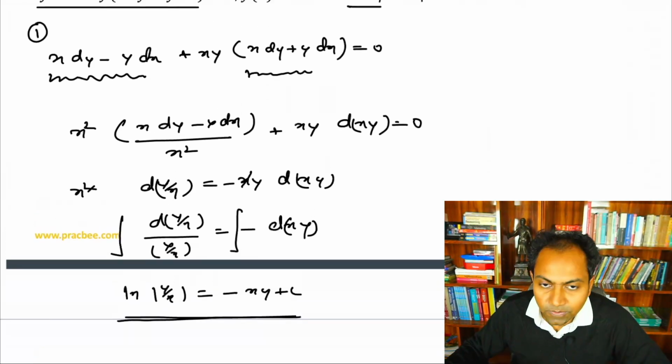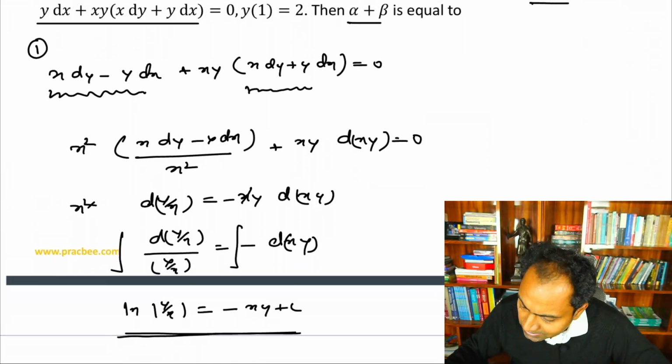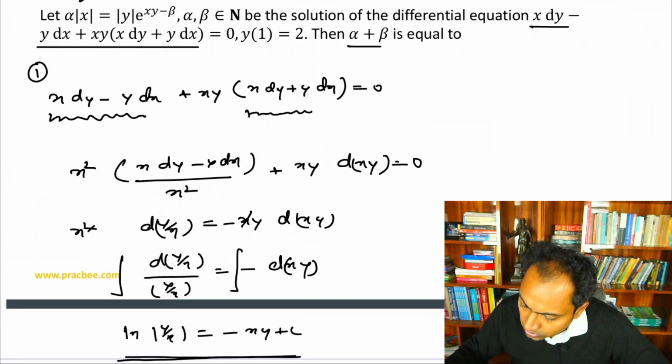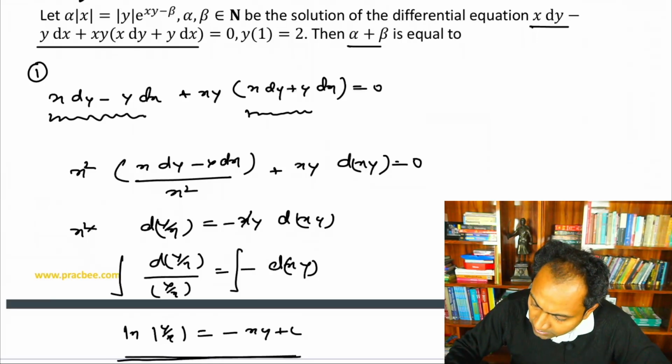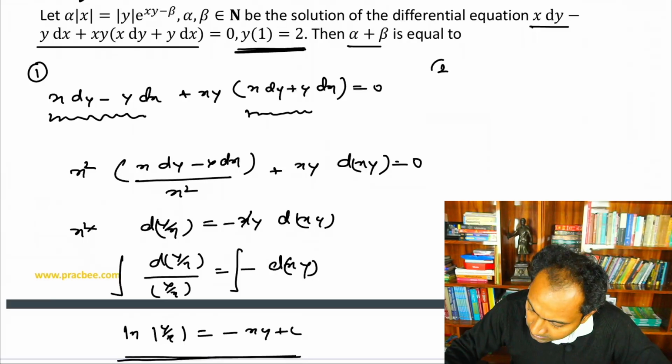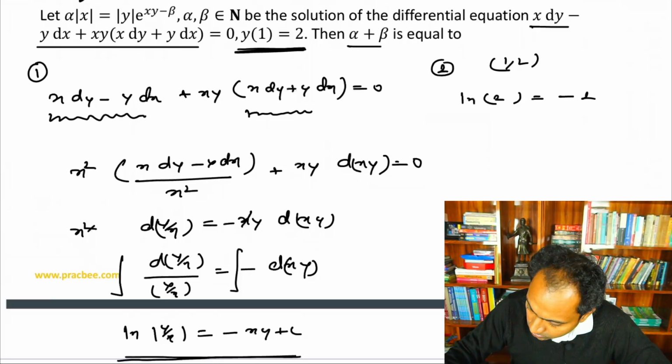And this is the first part. Now, what they are saying is, if you write the solution, it looks something like that. So, for that, we'll have to get the value of c. For getting the value of c, they have given in the second part that the curve passes through 1, 2. So, let us put 1, 2. So, ln of 2 will be there. This is 2 plus c. So, c comes out to be 2 plus ln 2.